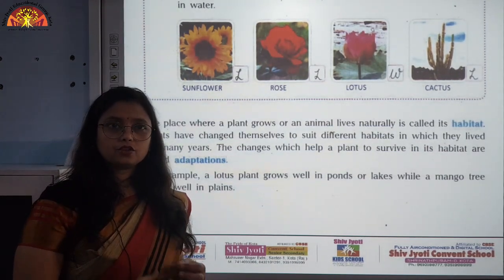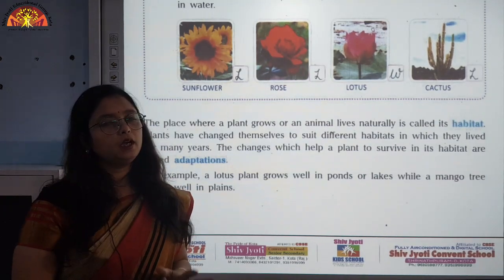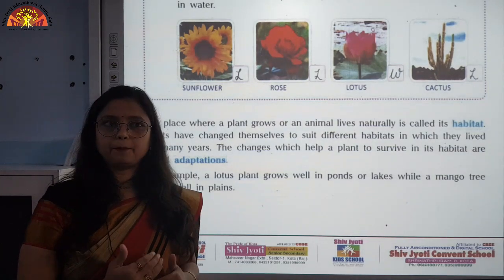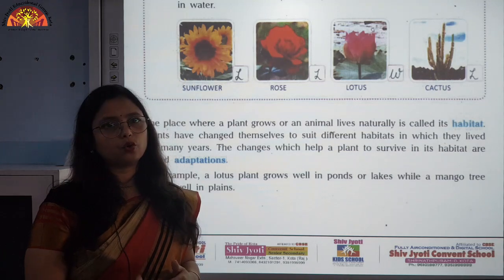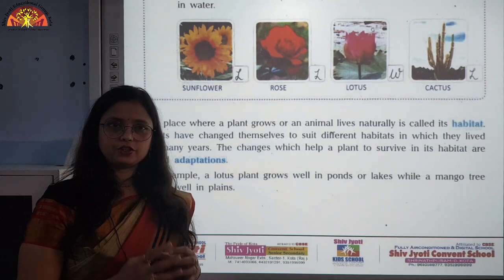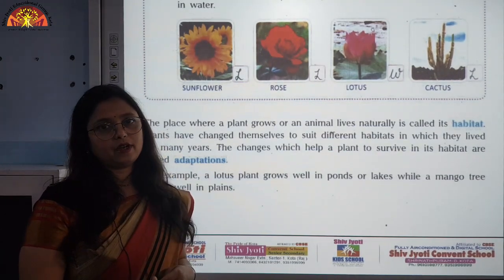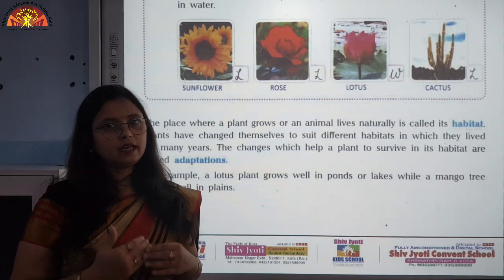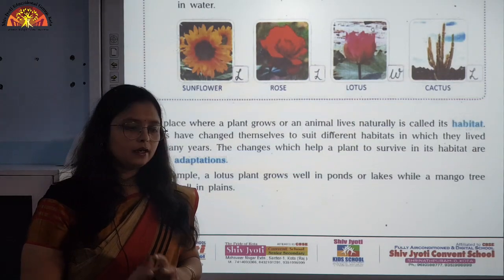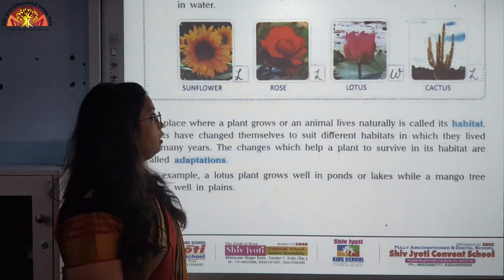Now, if we try to grow rose plant in water and lotus plant on land, then what will happen? It will not grow. Why is this so? Because lotus is adapted to live in water only and rose is adapted to live on land only. They have developed some features which help lotus to survive in water and rose to survive on land. So, these changes or these features are called adaptations. Now, let us discuss one activity which is given in your book on page number 56.